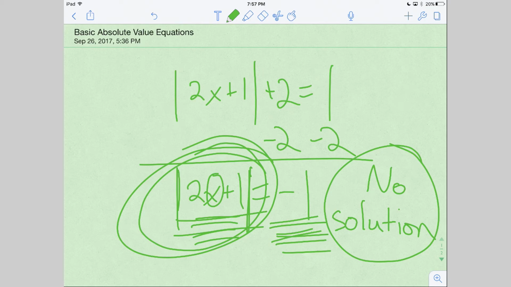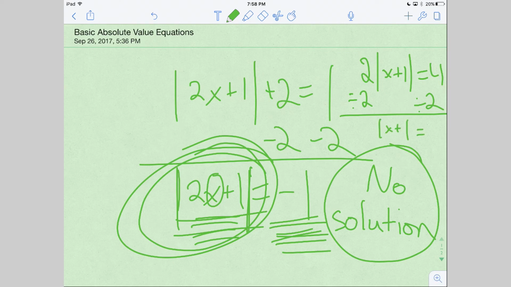One more note I'd like to make: if you have something like 2 times the absolute value of x plus 1 equals 4, do not distribute the 2. You don't do that when there's absolute value. Just divide both sides by 2 to get rid of that and get the absolute value of x plus 1 equals 2. And then you should be able to solve it from there. Just make sure that you do not distribute here. Just divide each side by 2. And if you had a plus 1 over here, just subtract the 1 first. Don't distribute it. So yeah, there you go.